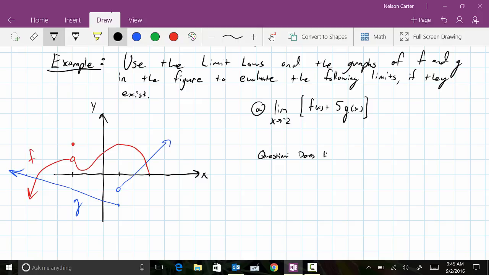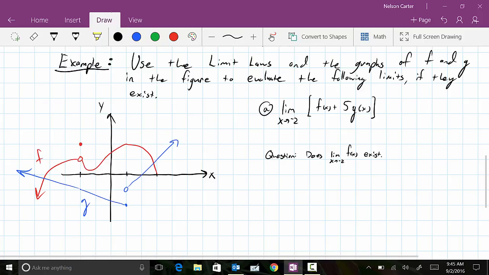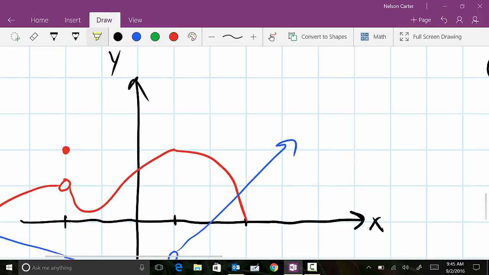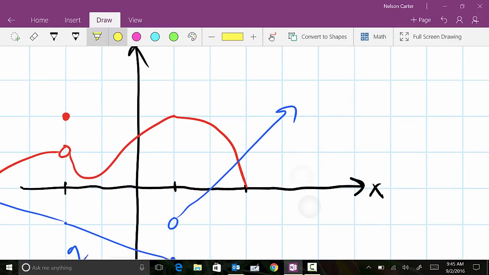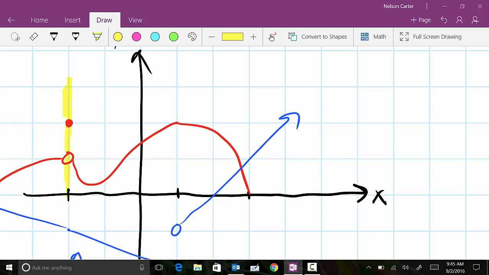Does the limit as x approaches -2 of f of x exist? That's the question. Does this limit as x approaches -2 exist? And the answer is, it looks like it does. If we zoom way in, we're looking around x equals -2, and so we're only around this small region. So we're only going to be looking from here to here. And so here's what's happening.